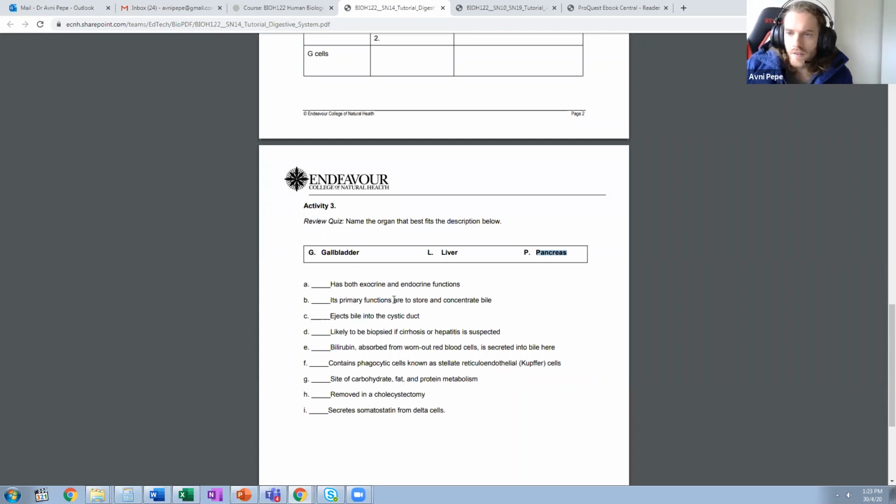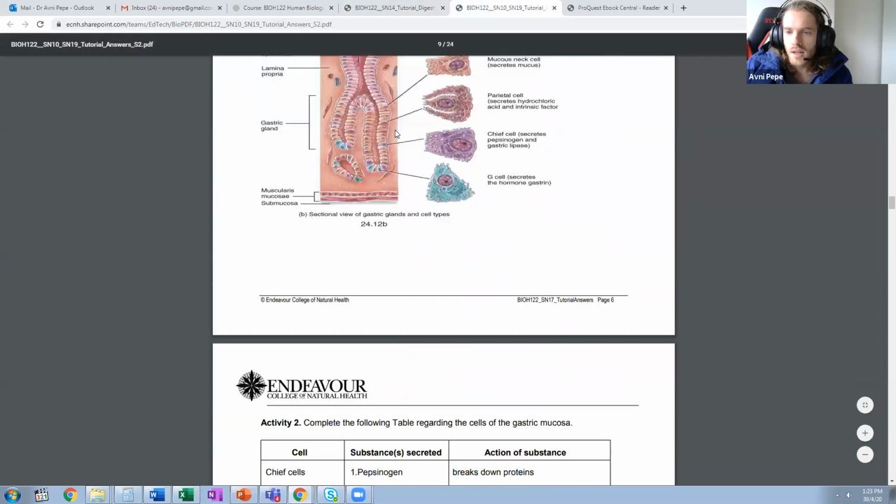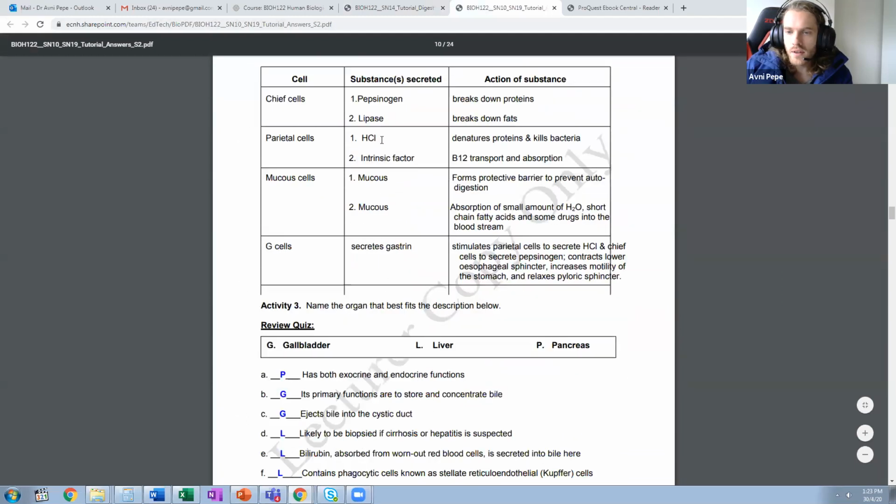All right, primary function to store and concentrate bile. Well, I kind of gave that away. That's the gallbladder. It stores the bile from the liver and concentrates it. Ejects bile into the cystic duct. Again, that's the gallbladder. Likely to be biopsied if the patient has cirrhosis or hepatitis. If we talk about hepatitis, we're really referring to the liver. So the liver goes in there. Let me just double check that one. Yeah, that's good.